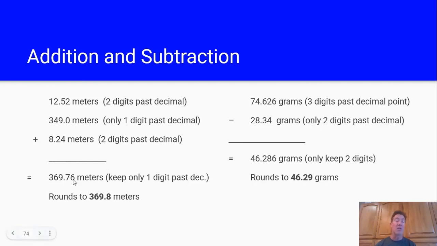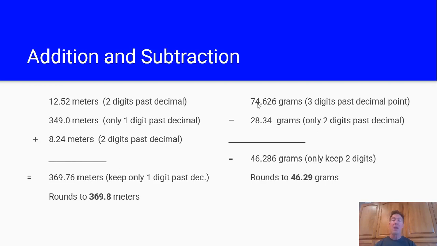So I look at this final number here that I can't keep. If it's a 5 or more, I round it up. If it's 4 or less, I round down. In this case, I round up. So I would say 369.8 meters. I can only keep one digit past the decimal because I had 1. Now, if all 3 had 2, then I could keep 2. Let's see how this works in subtraction.